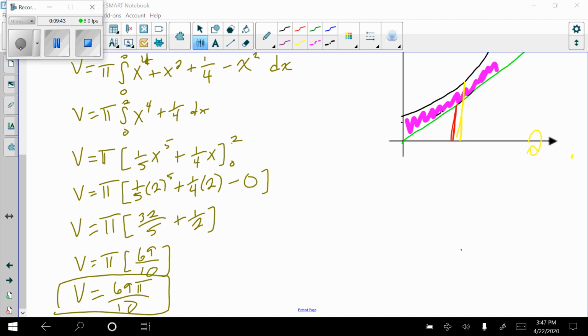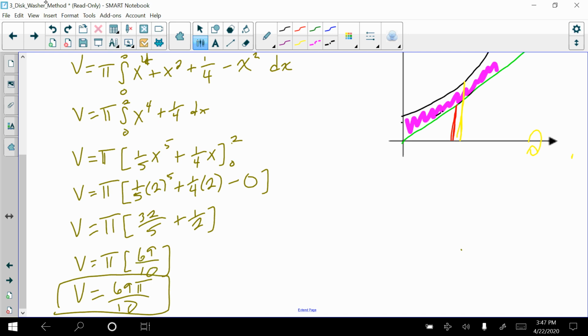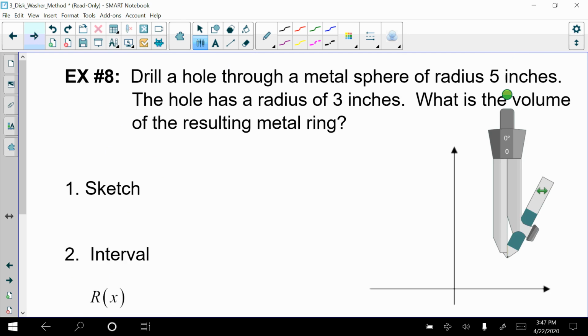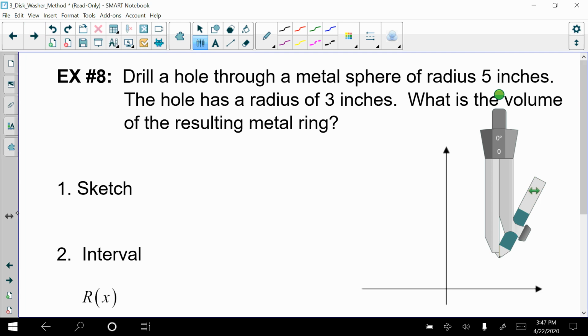Okay, so now we've completed that example. Let's take a look at our last one here. The example says: drill a hole through a metal sphere with a radius of 5 inches. The hole has a radius of 3 inches. What is the volume of the resulting metal ring? Again, this is something you could very easily do if you remember the formula for the volume of a sphere, but we're going to stick with the calculus for it here.